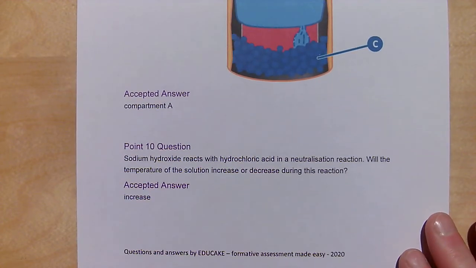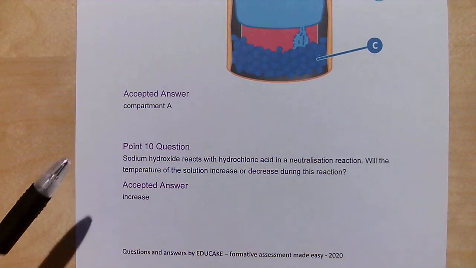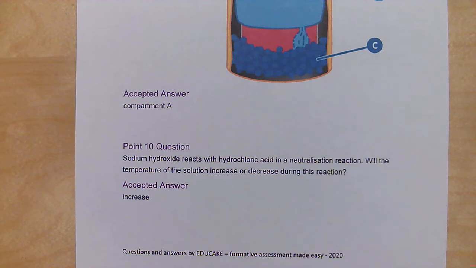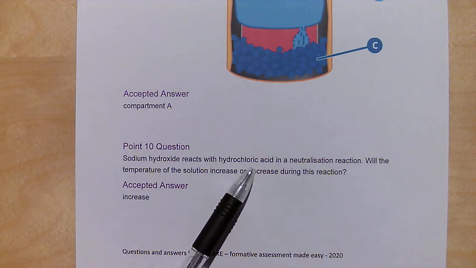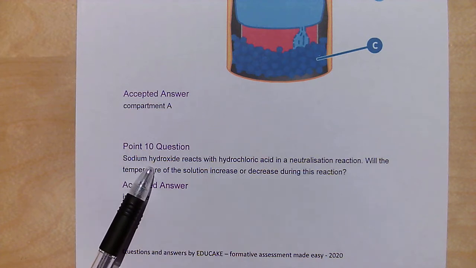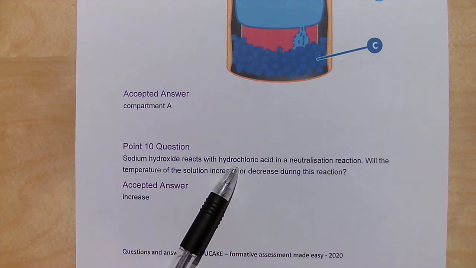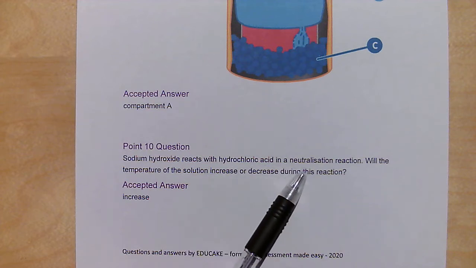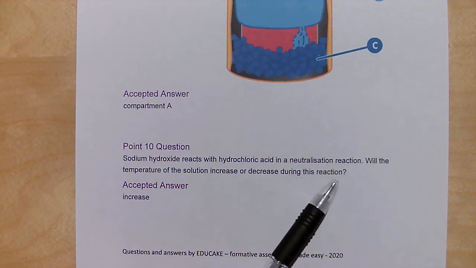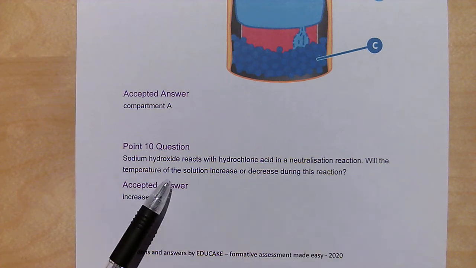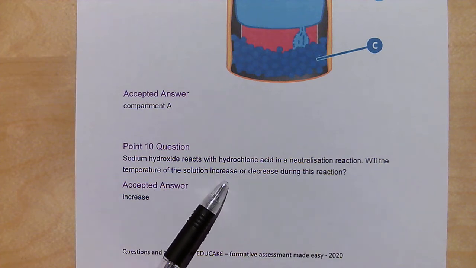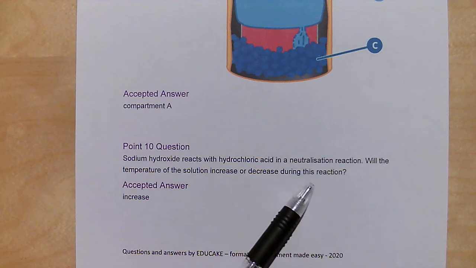Okay, and then finally, okay, a good bit of neutralization chemistry here. Sodium hydroxide reacts with hydrochloric acid. Right, sodium hydroxide is a strong alkali. Hydrochloric acid is a strong acid, obviously. Okay, but when you put the two together, you get a neutralization. And will the temperature of the solution increase or decrease during this reaction?